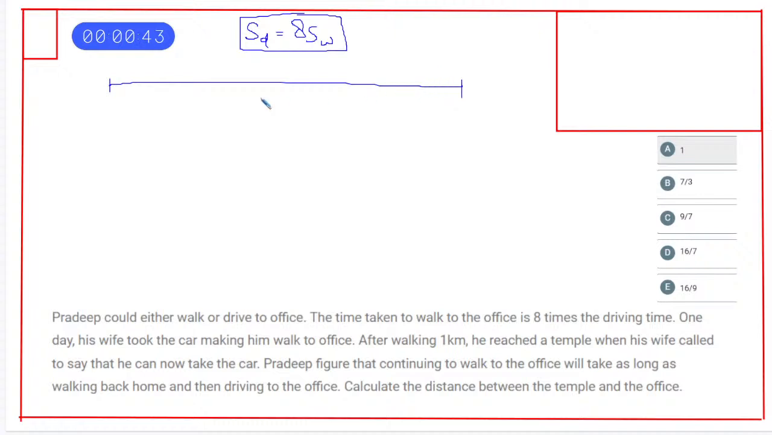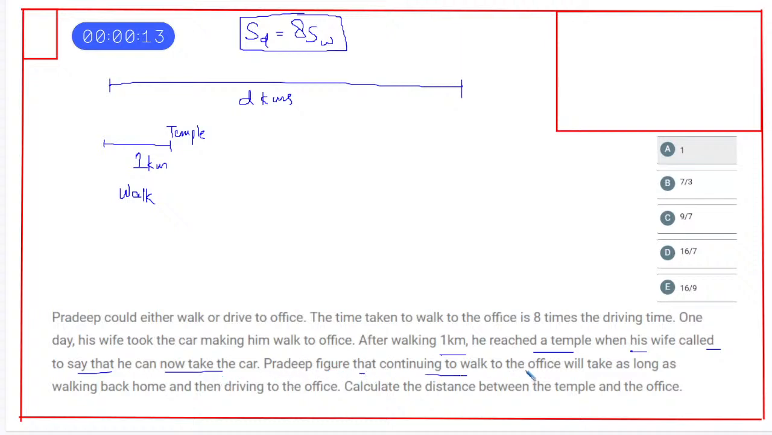One day his wife took the car, making him walk to office. After walking 1 kilometer, he reached a temple, when his wife called to say that he can now take the car. So let's suppose the distance is d kilometers. He has traveled 1 kilometer walking, and now he is at the temple. At this particular time, he is having a call.